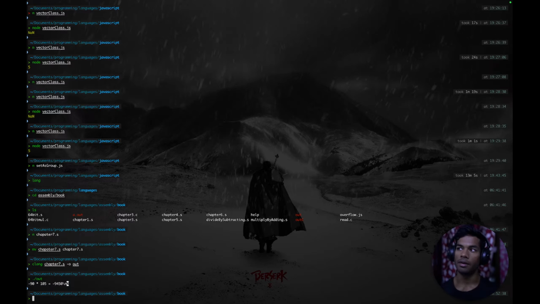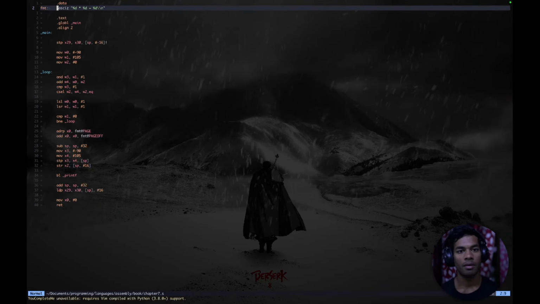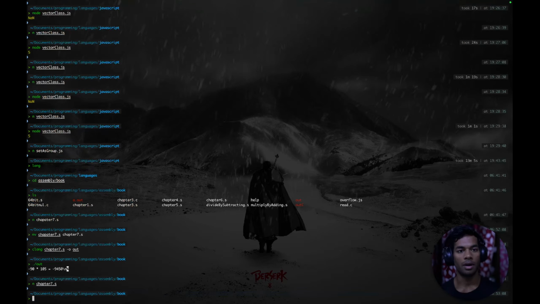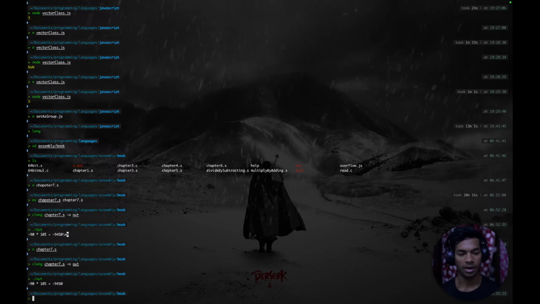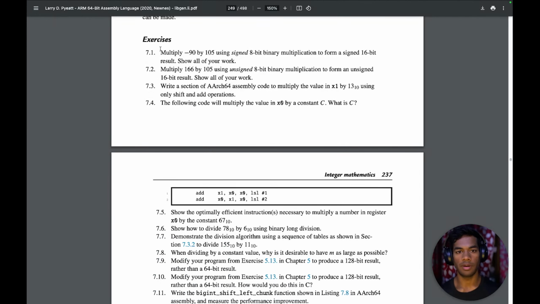90 into 100 is 9,000. 9,000 plus 5 into 90, 450. It actually works. But why is it not printed out? Okay. I put 2 backslashes here. Yep, now this should work. Clang /out. Okay, so first question done.